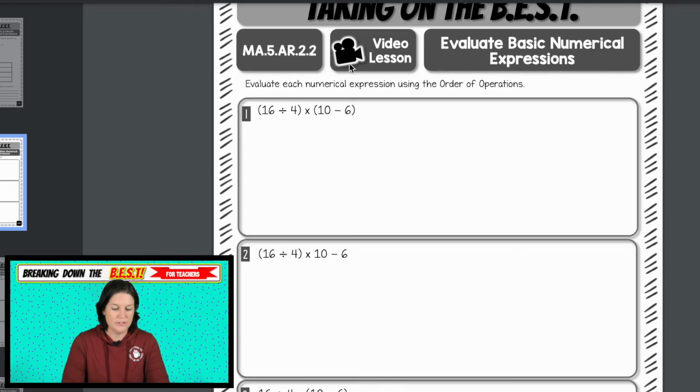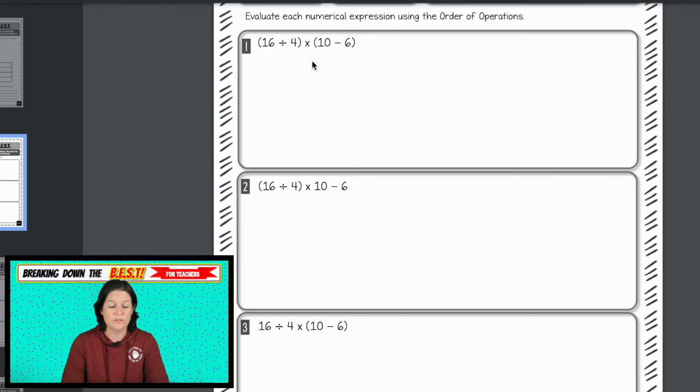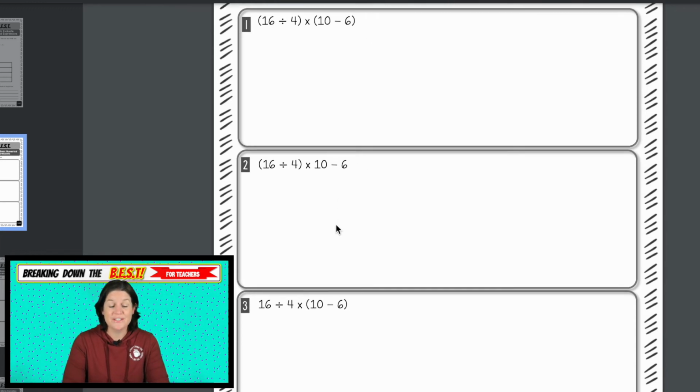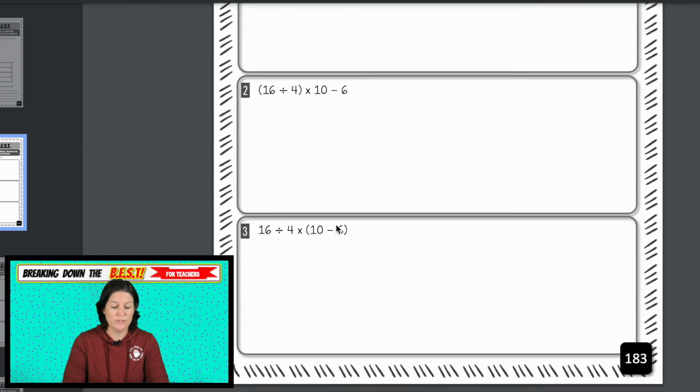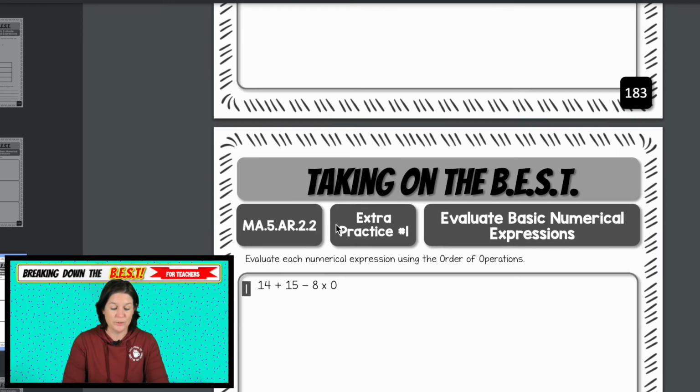And then we have this another video lesson. So this is the more basic version, solving using the order of operations. And notice here we have the same digits, the same symbols, and the parentheses are in different positions. So it really shows students the power of parentheses and where they're positioned.